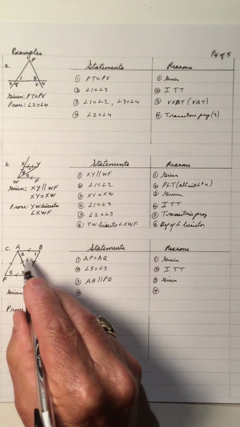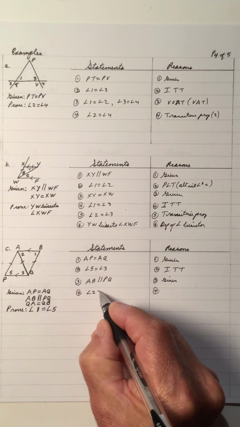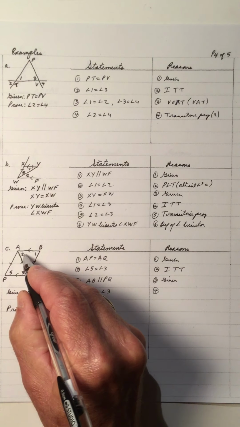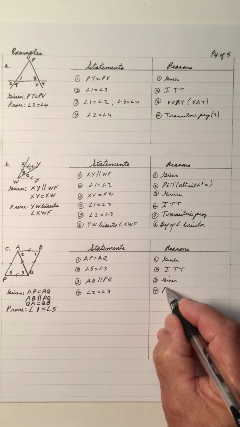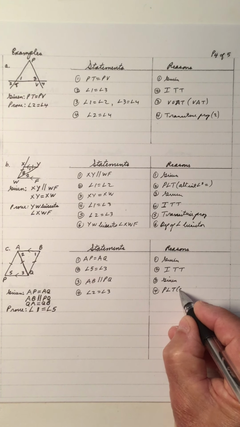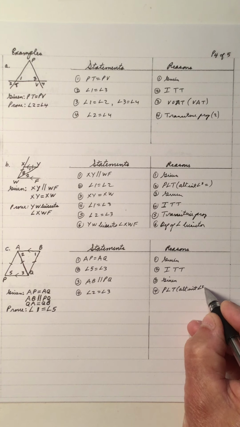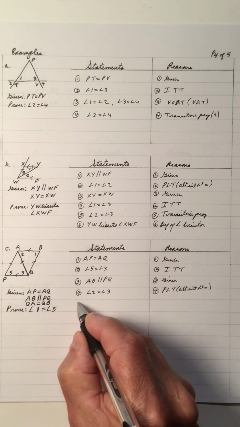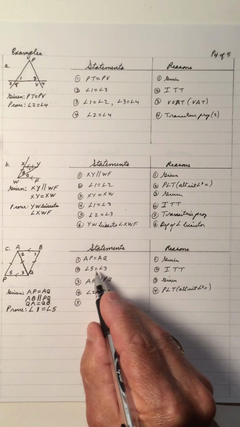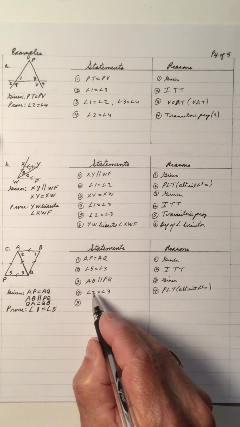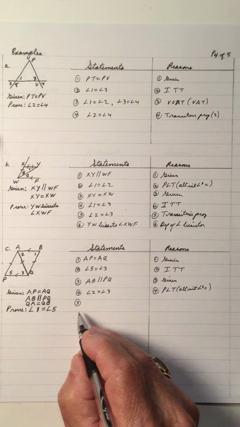If AB is parallel to PQ, that means that angle 2 is equal to angle 3. They're alternate interior angles forming the Z. So that's a PLT, alternate interior angles equal. And number 5, now notice I have 5 equals 3, 2 equals 3. That means I now have 5 equals 2 by transitive.